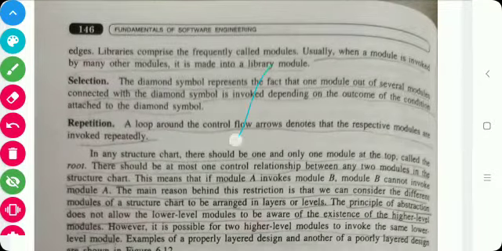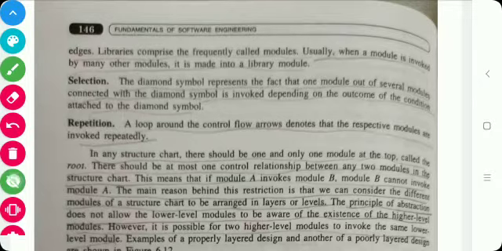So the selection symbol is given by the diamond, and the diamond symbol represents the fact that one module out of several is selected, as we are using if else. So we know what is diamond and what is selection. A repetition means a loop around the control flow arrow denotes that the respective module is invoked repeatedly.